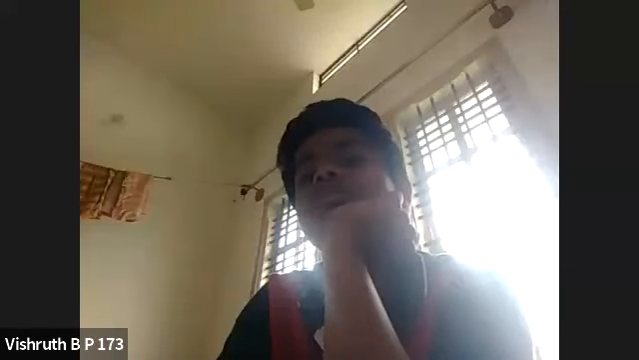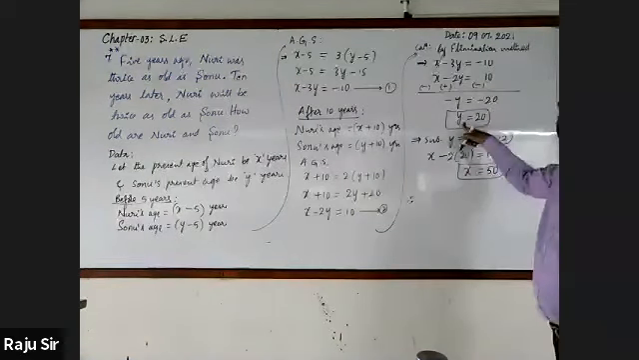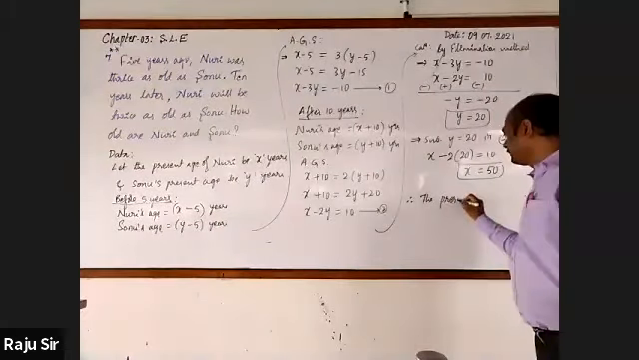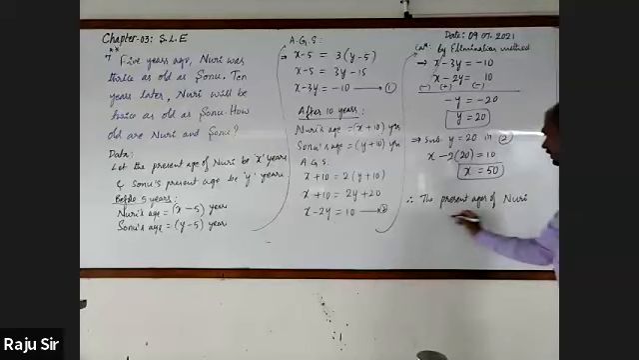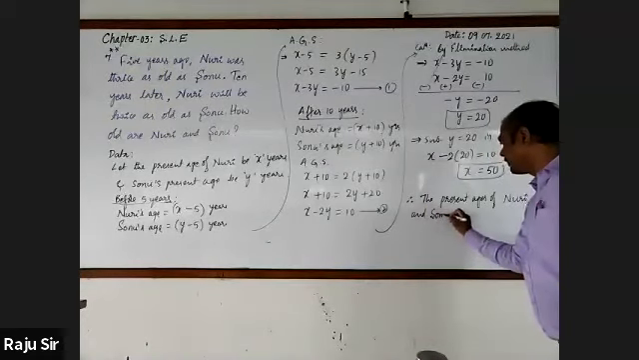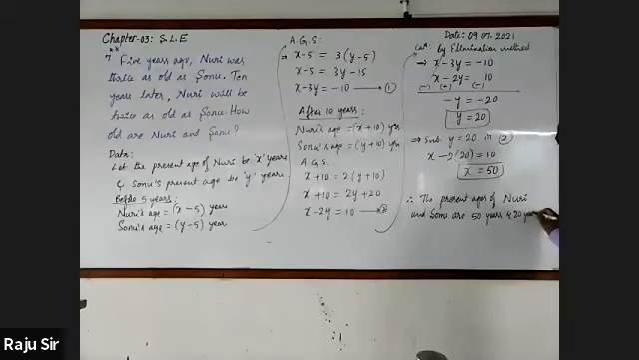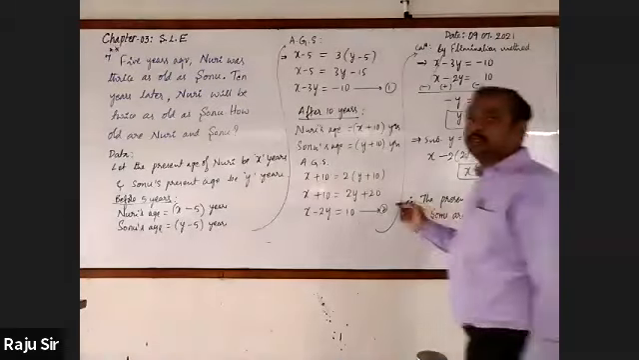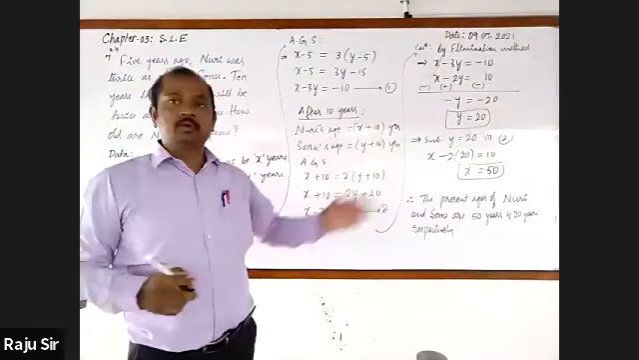So conclusion, you know that Noori is the elder, as they have given in the statement. Therefore, her age is more than his. Let me write. Therefore, the present ages of Noori and Sonu are 50 years and 20 years respectively. You can also write it as the present age of Noori is 50 years and Sonu is 20 years.